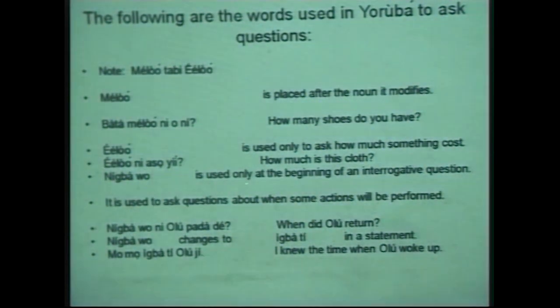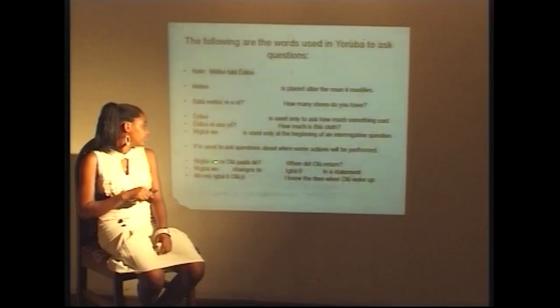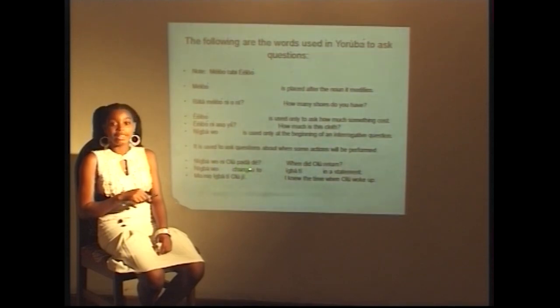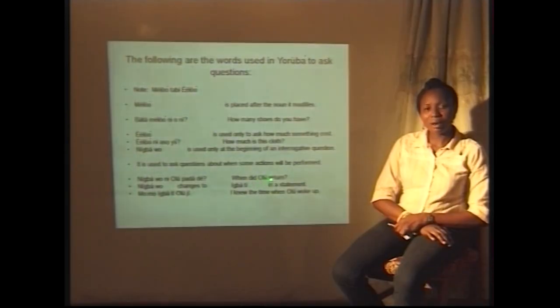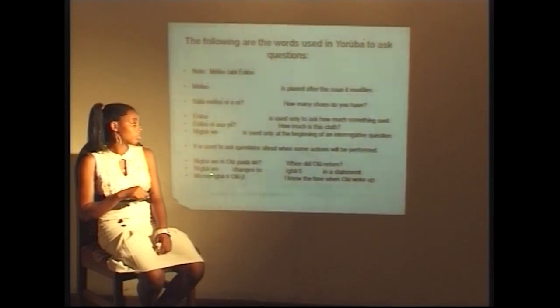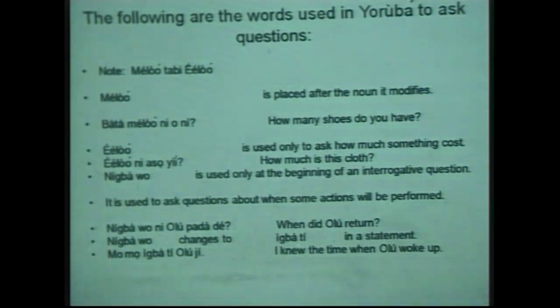Nigbawo is used only at the beginning of an interrogative question. It is used to ask questions about when some actions will be performed. Nigbawo ni olupada de. When did Olu return? Nigbawo changes to nigbati in a statement. Momo igbati oluji. I knew the time when Olu woke up.